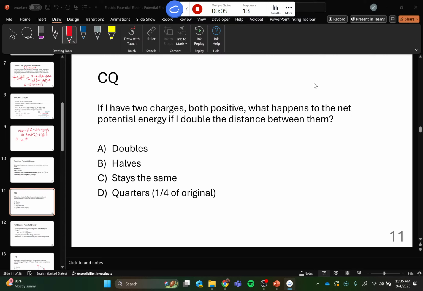Basically, what happens to my ability to do work? Am I able to do twice as much work with the energy stored in this? Half as much work? Same amount of work?